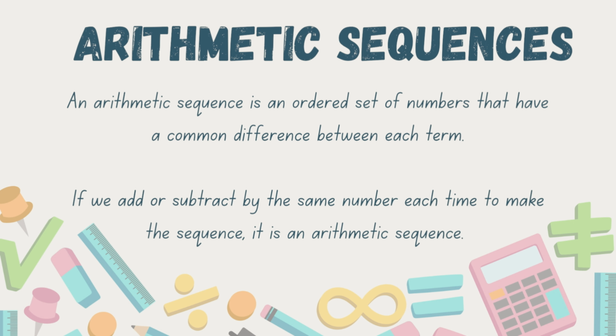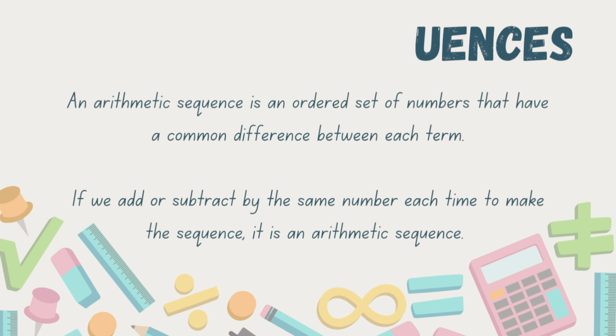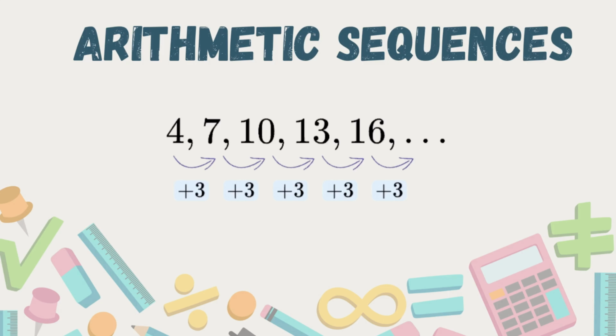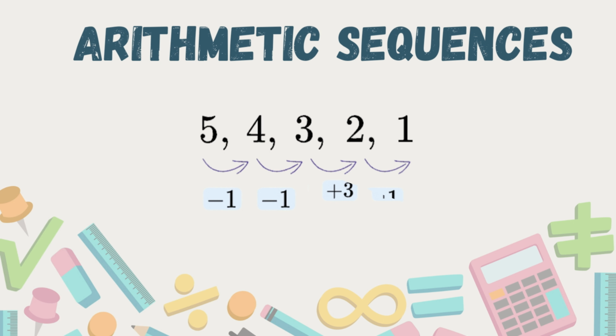Arithmetic sequence. An arithmetic sequence is an ordered set of numbers that have a common difference between each term. If we add or subtract the same number each time to make a sequence, it is an arithmetic sequence. Let's see with the help of an example. In the sequence, we have 4, 7, 10, 13, and 16. The difference between each term is positive 3. So we add on 3 to form a sequence.